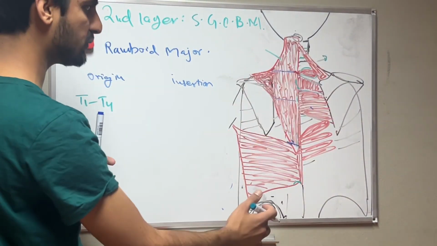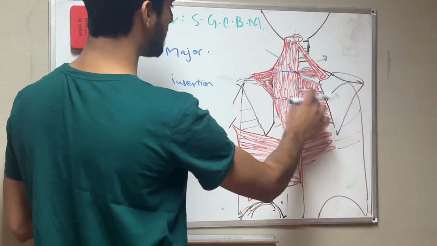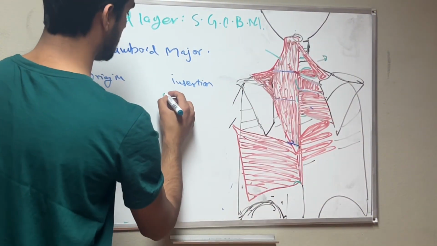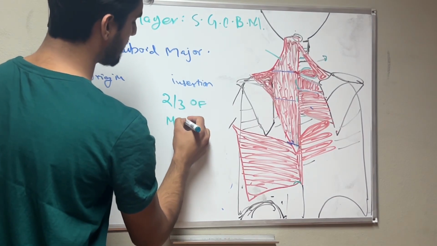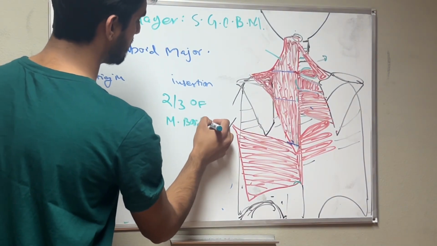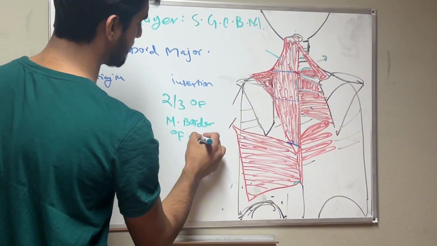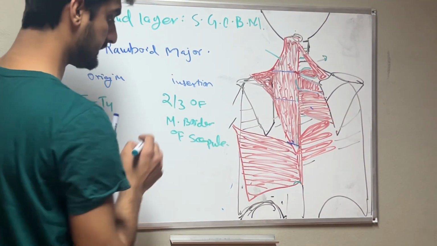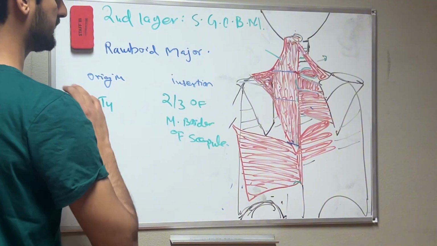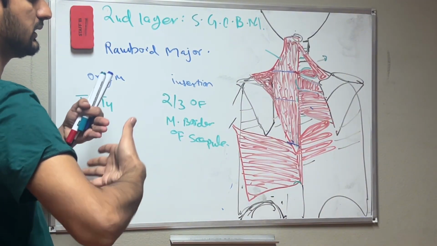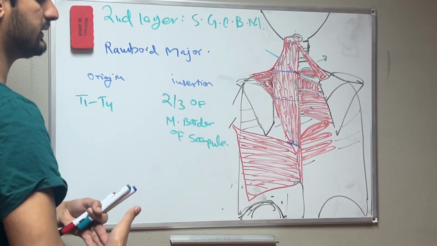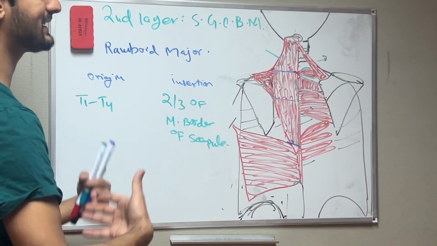If you remember the scapula bone, this is the middle border of scapula, but not the whole, only two-third of the middle border of scapula. Okay, then this is the rhomboid major muscle, which helps to elevate and retract the scapula.